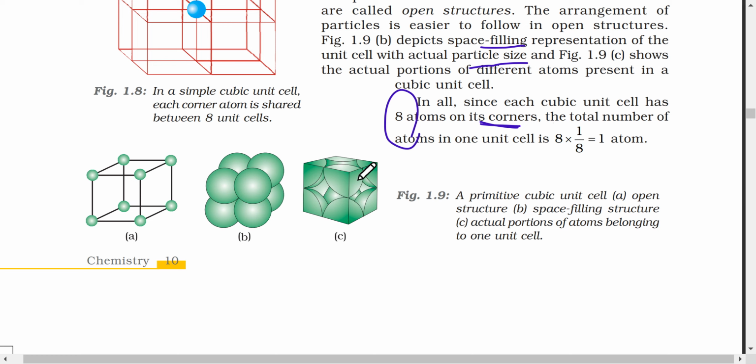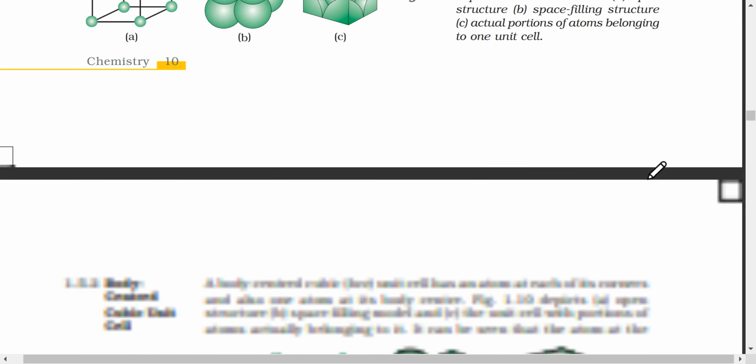8 atoms at its 8 corners. Total number of atoms in one unit cell. अब हम 8 into 1/8 क्यों कर रहे हैं? एक यूनिट सेल में एक ही एटम क्यों कंसिडर करेंगे? क्योंकि कॉर्नर तो 8 है, उस पे तो 8 एटम्स है, पर क्या वो पूरे-पूरे 8 हैं? नहीं, वो 8 क्यूब्स में डिवाइड है। सो 8 into 1/8 will give you 1 atom.